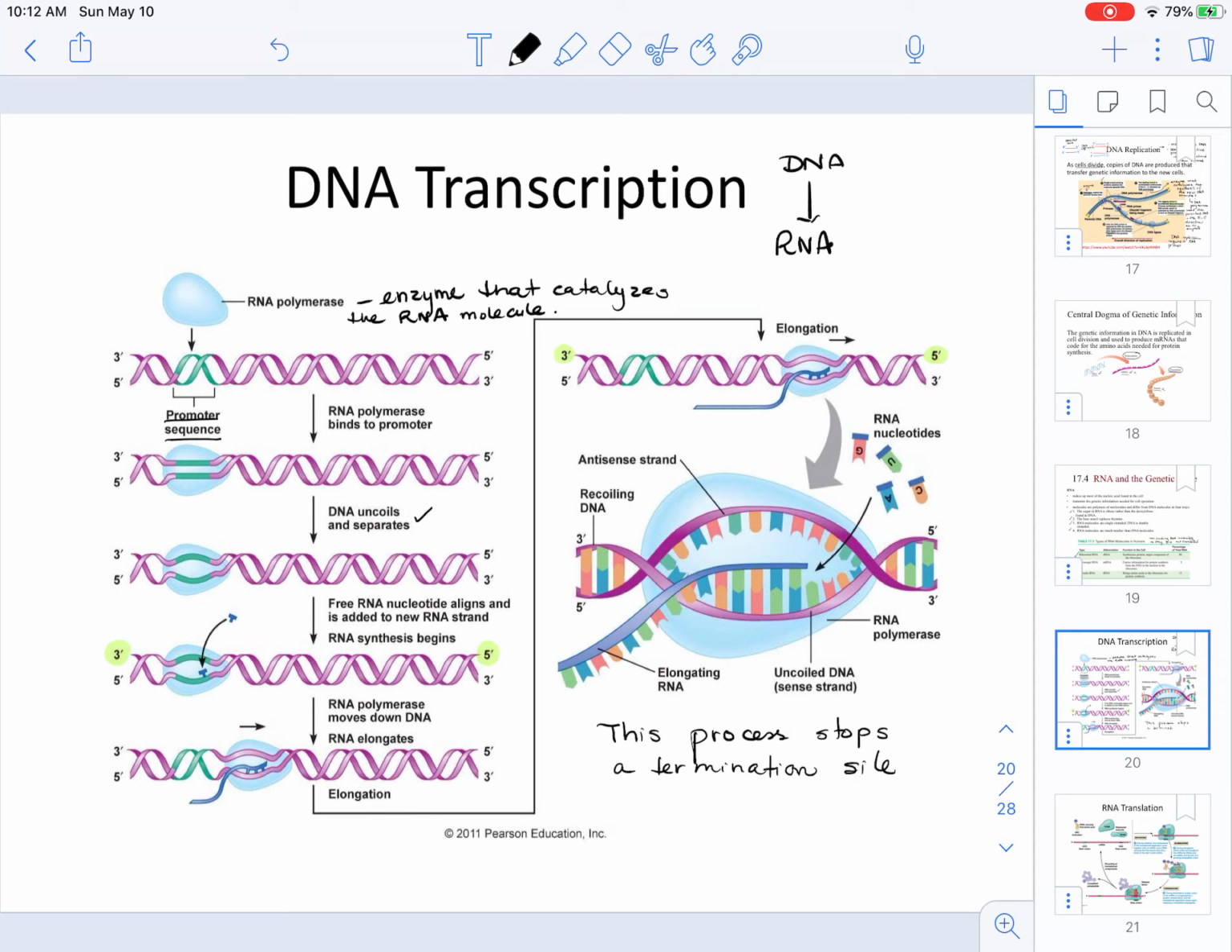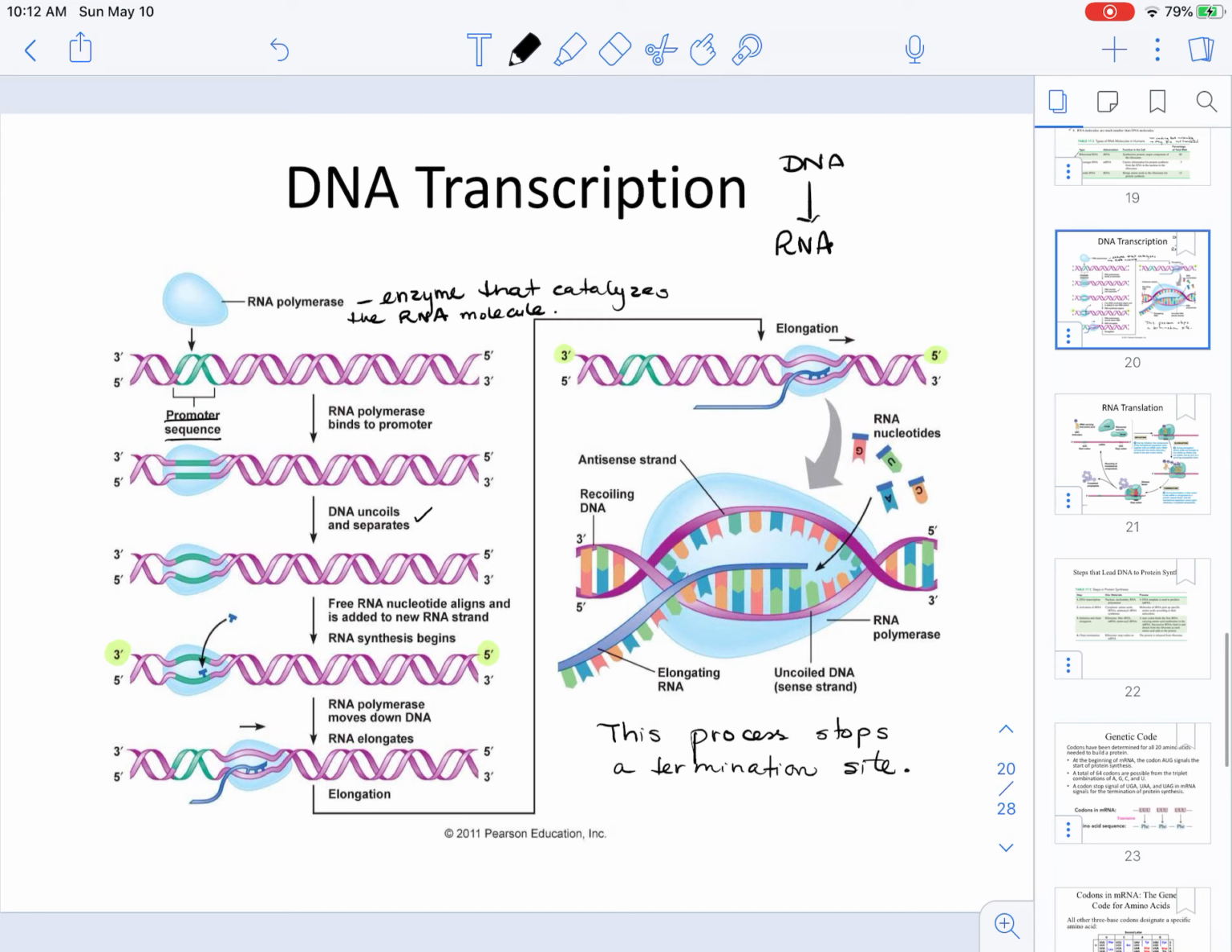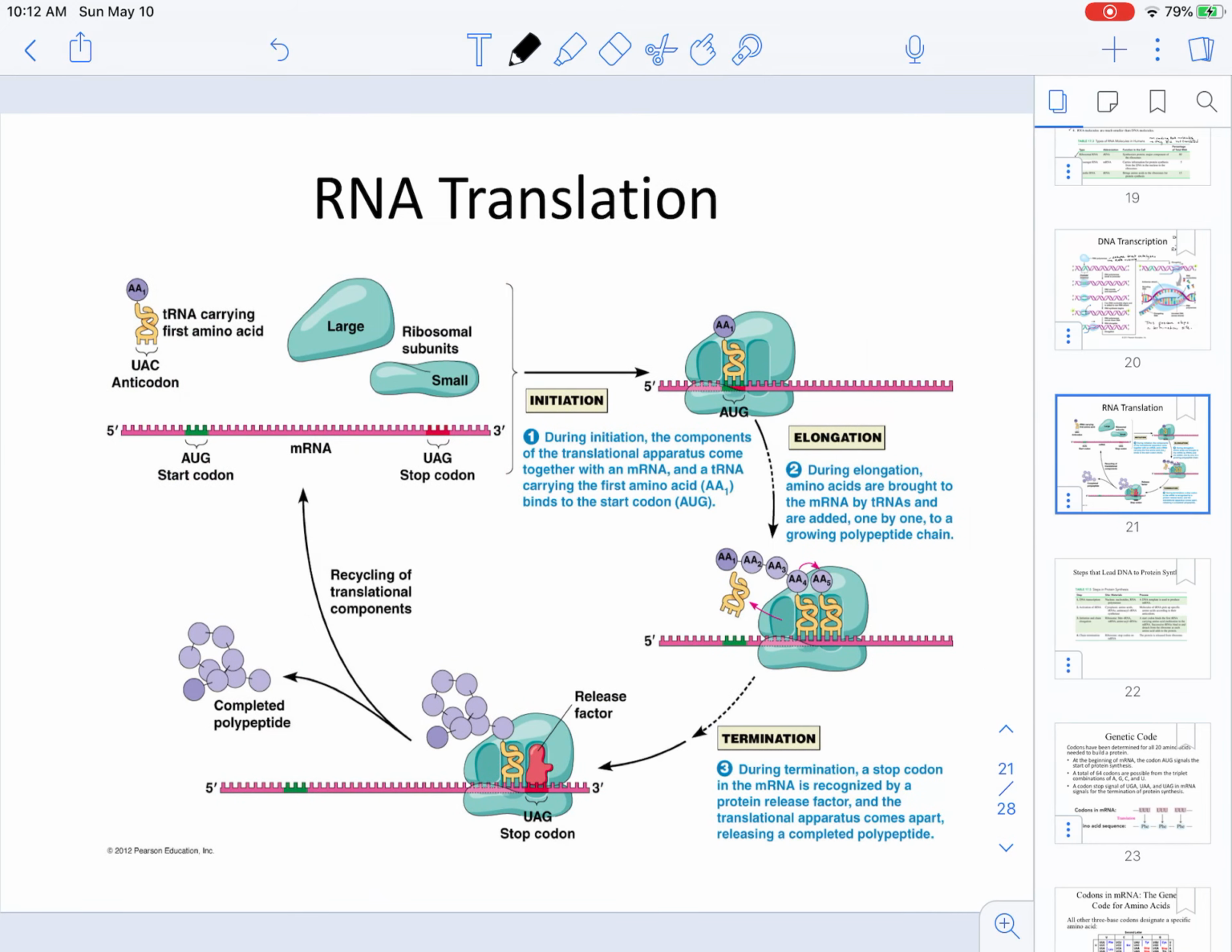And in this termination site, other proteins come and tell the RNA polymerase molecule, you are done synthesizing RNA, so you can just fall apart from this DNA molecule, and then the RNA is going to be further processed. So once we have the molecule of RNA made, understand that RNA is going to undergo the process of translation.